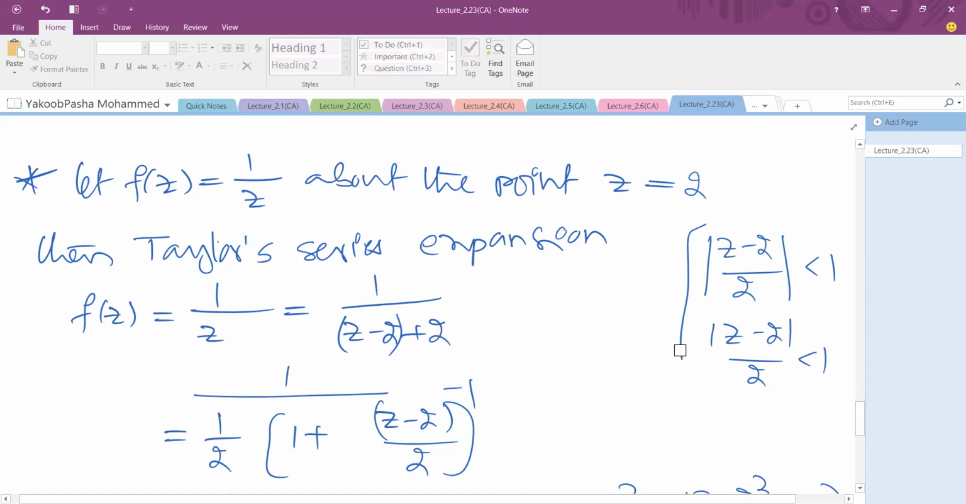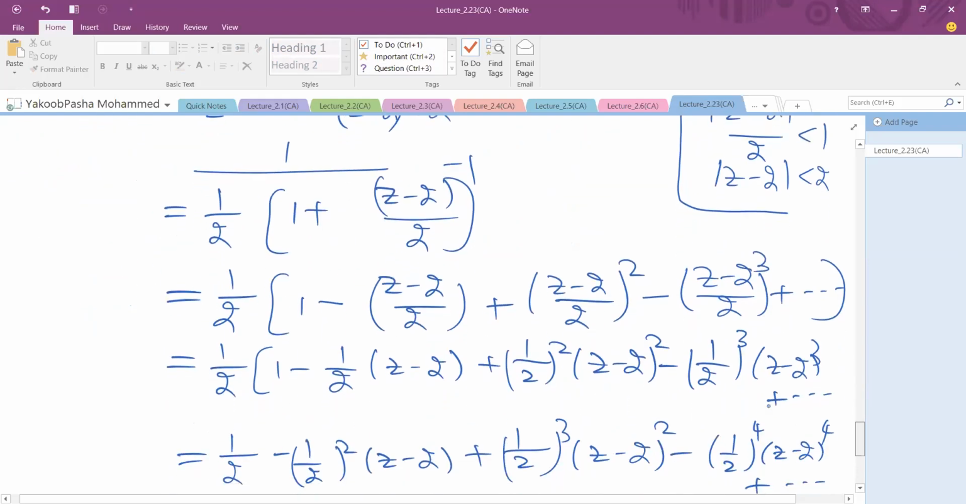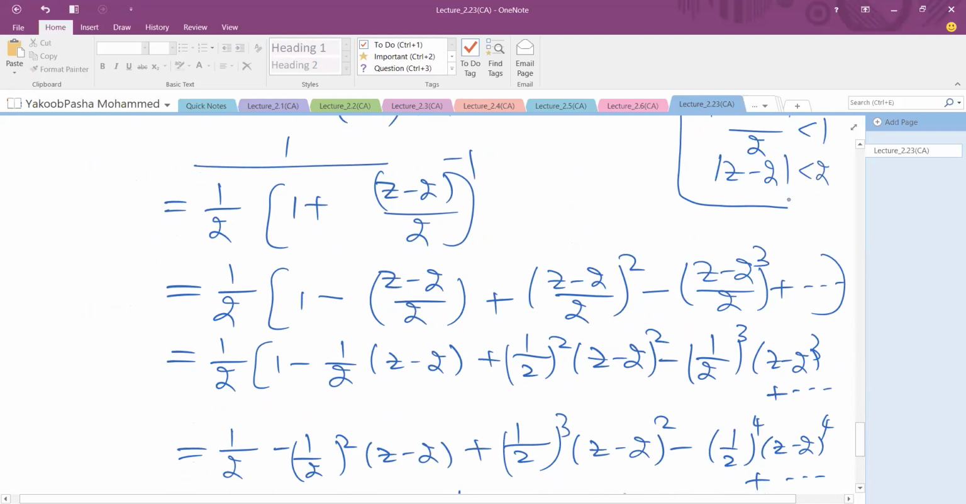That is nothing but modulus of z minus 2 is less than 2. The expansion of f of z is equal to 1 by z about the point z equal to 2 is valid for modulus of z minus 2 less than 2. The region of convergence is modulus of z minus 2 is less than 2. This is the Taylor series expansion.